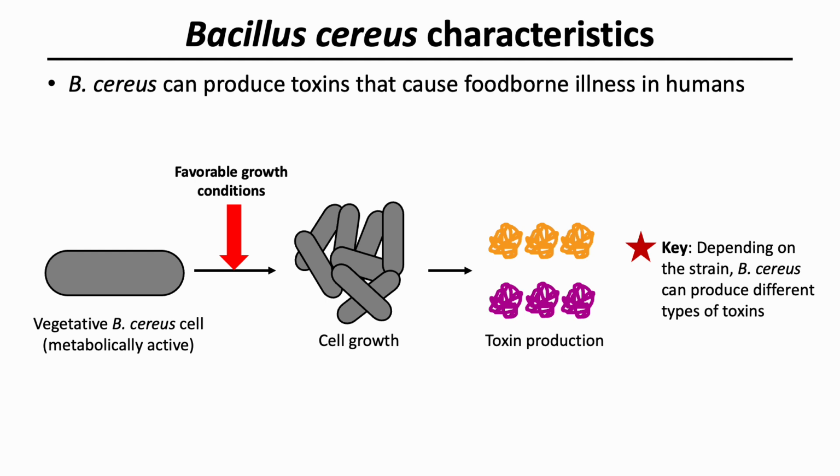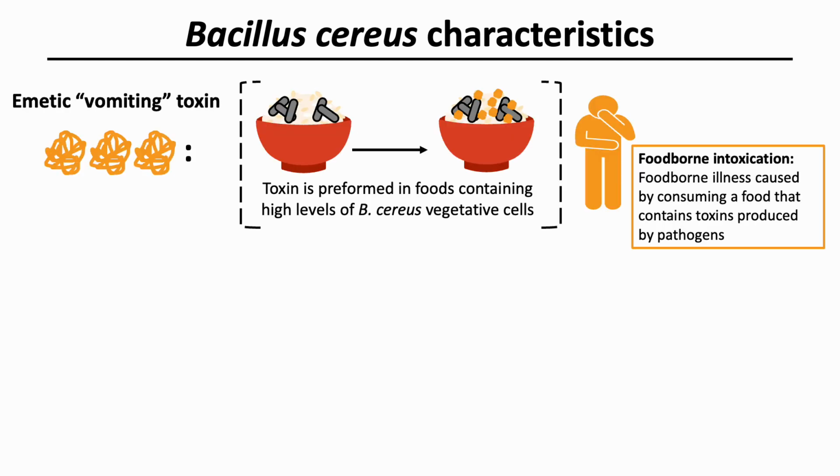In addition to being a spore-forming bacterium, B cereus can also produce toxins that cause foodborne illness in humans. These toxins can only be formed under favorable growth conditions that allow B cereus cells to grow. And importantly, different strains of B cereus can produce different types of toxins. For example, some strains of B cereus can produce an emetic or quote-unquote vomiting toxin. The vomiting toxin is typically preformed in foods that contain high levels of metabolically active B cereus vegetative cells. Thus, the type of foodborne illness B cereus vomiting toxins typically cause is known as foodborne intoxication.